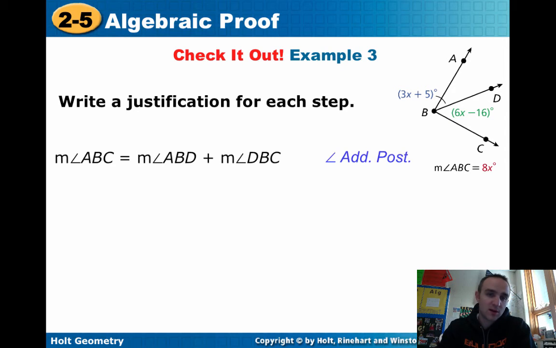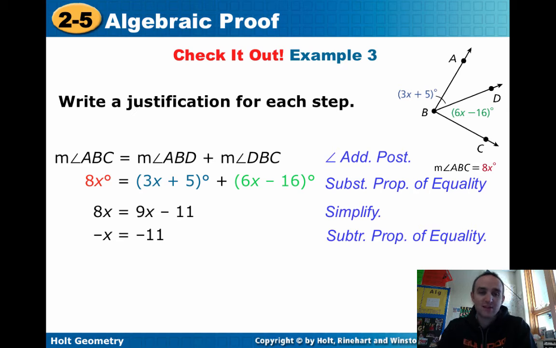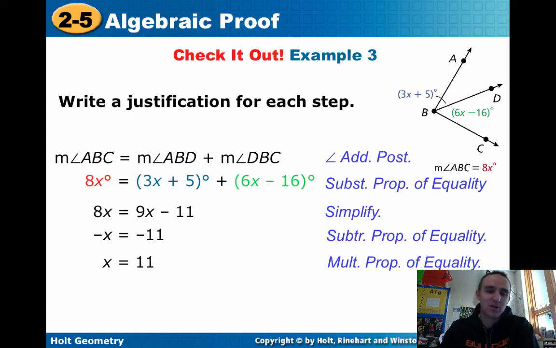All right, so we set up our original, which is the measure of the angles using the angle addition postulate. Then we can substitute in. We can combine like terms or simplify. We would subtract 9x, so that's the subtraction property of equality. And then we would either multiply or divide by -1. So that last step could either be the multiplication property of equality or the division property of equality. Either way, we're going to get 11 for x. But just as important right now are those justifications.